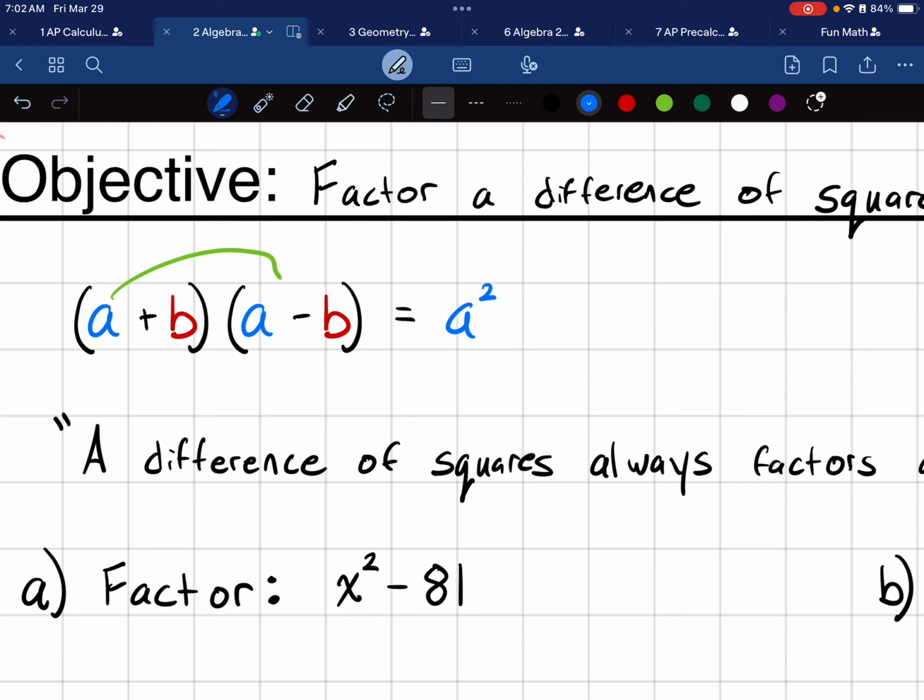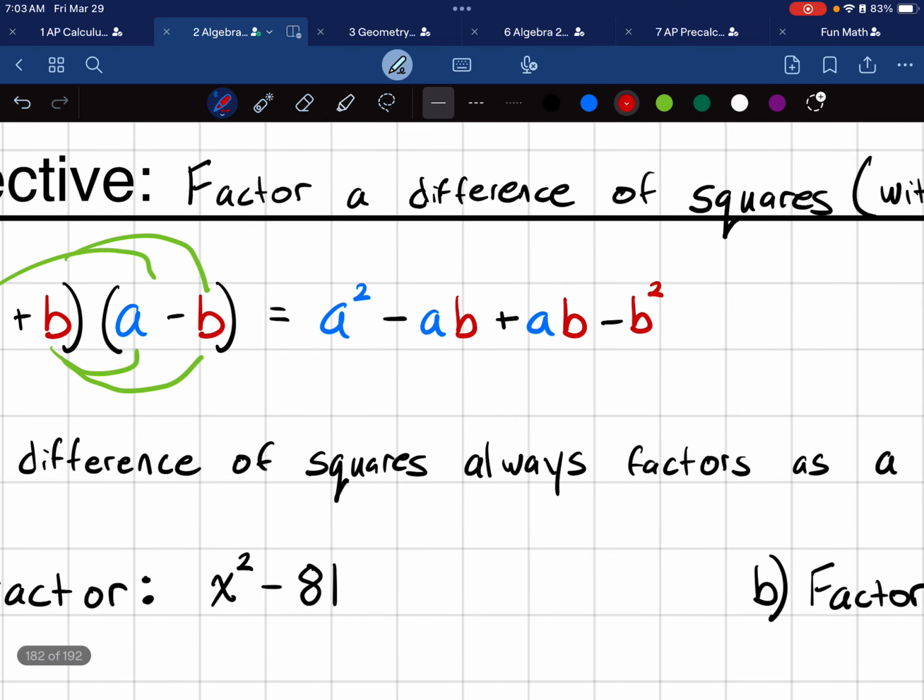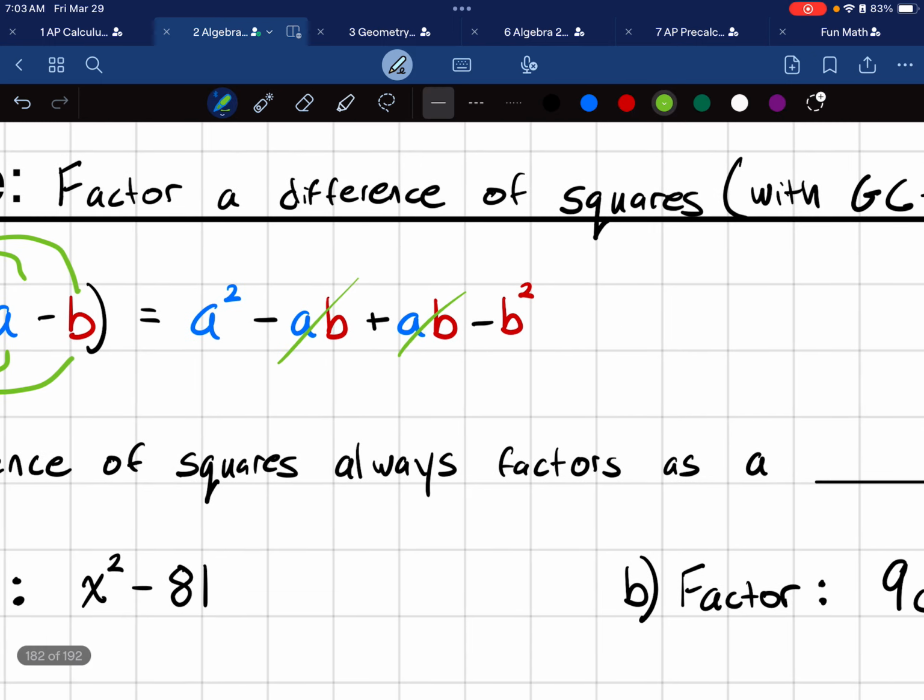And then when I multiply my a times negative b, I get a negative ab. When I multiply my b times my a, I get another copy of ab, but this one's positive, so it's going to be a positive ab. And then finally, when I multiply b times negative b, I get a negative b squared. This is the key part. This negative ab and this positive ab will cancel each other out. So these two are gone, leaving behind the final answer of a squared minus b squared.